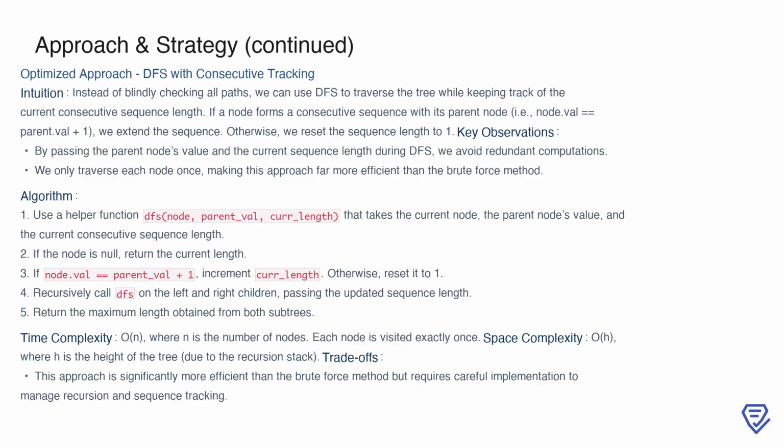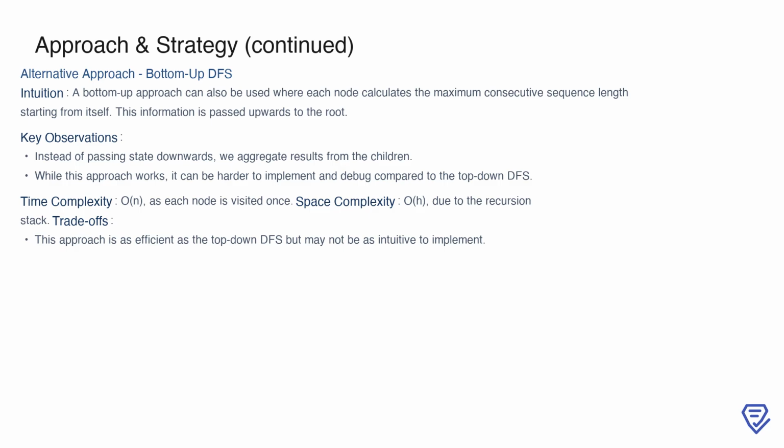Another way to solve this problem is by using a bottom-up DFS approach. Here, instead of passing information about the sequence length downwards, each node calculates the maximum sequence length starting from itself and sends this information upwards to its parent. This method flips the direction of how we process the tree, aggregating results from the children before making decisions at the current node. While it achieves the same time complexity of O(n), and space complexity of O(h), as the optimized top-down approach, it can be more challenging to implement.